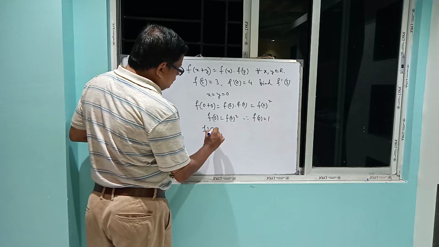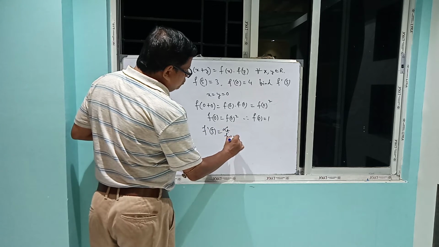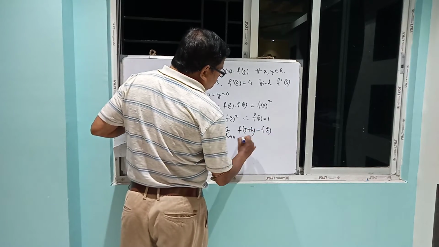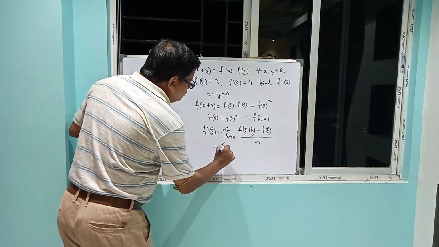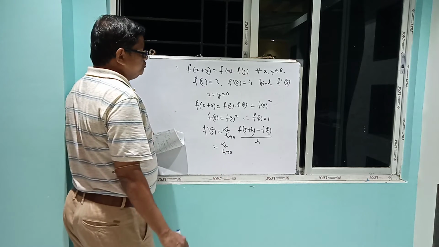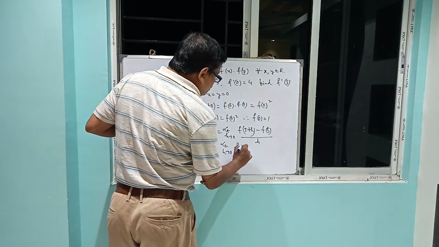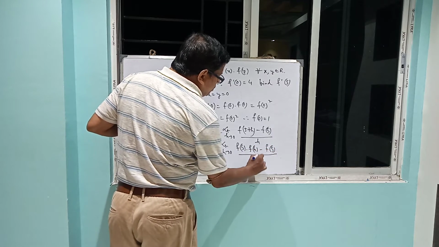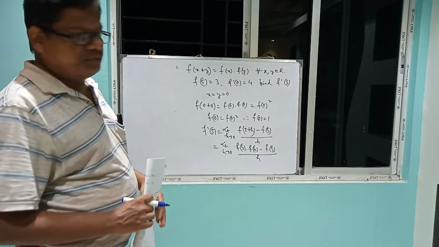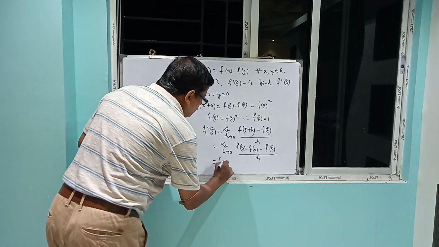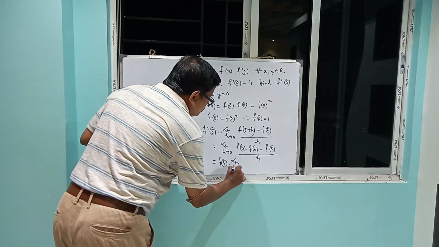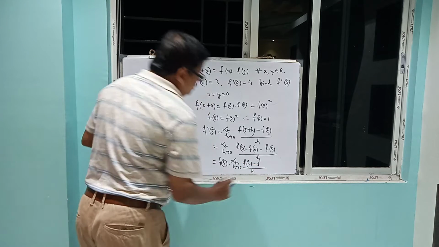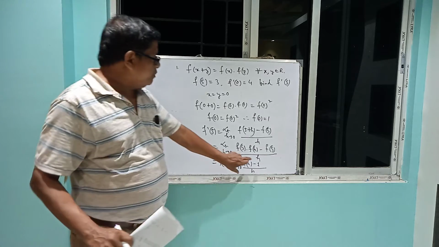Now write f dash 5, you can write limit h tends to 0 f of 5 plus h minus f of 5 by h. Okay. Now write limit h tends to 0 f of 5 into f of h minus f of 5 by h. Take f of 5 common. Understood? So write f of 5 common. So remaining is limit h tends to 0 f of h minus 1 by h. Now how to find the value of this one?